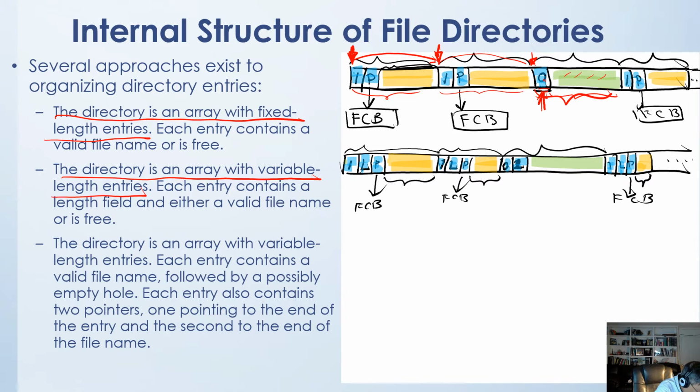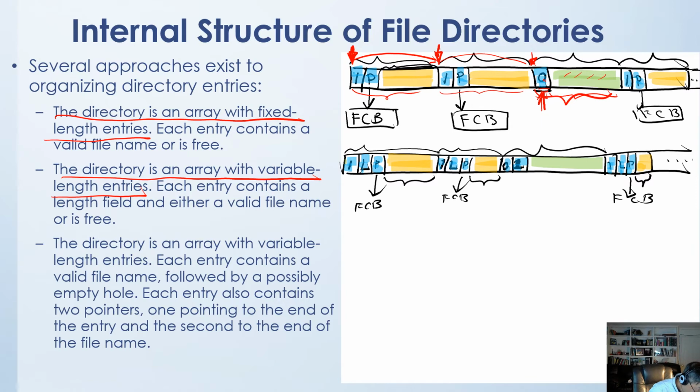directory using the array with a variable length entry. Now each entry contains a length field and either a valid file name or free. Okay. So that's the second approach.